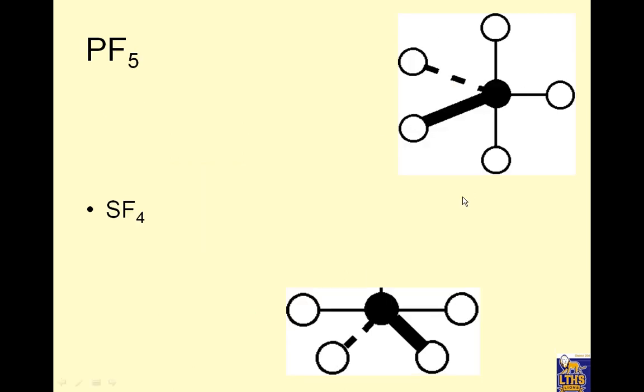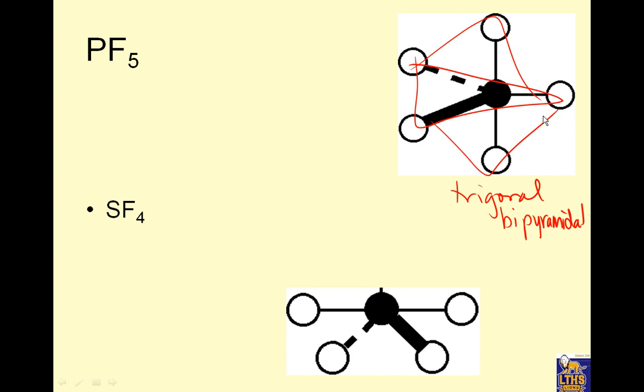Okay, PF5, this is trigonal, 5 areas of electrons, bipyramidal. And why is it bipyramidal? Because you have a triangle in the middle, so that's your trigonal. Then you have a pyramid at the top and a pyramid at the bottom.